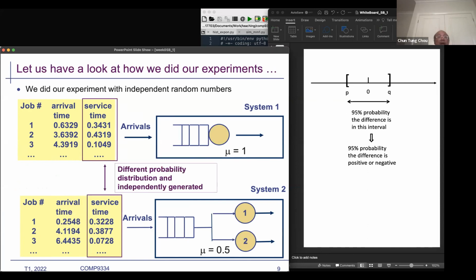The same thing with the service times, but the service time is different because here the mean service rate is 1, and here the mean service rate is 0.5. So the probability distributions for the service times for the 2 systems are different, and they are also independently generated. So this is how we did the experiment. We generated random numbers independently, and that's what I taught you before. But that is actually the reason why we're not getting good results in this case.